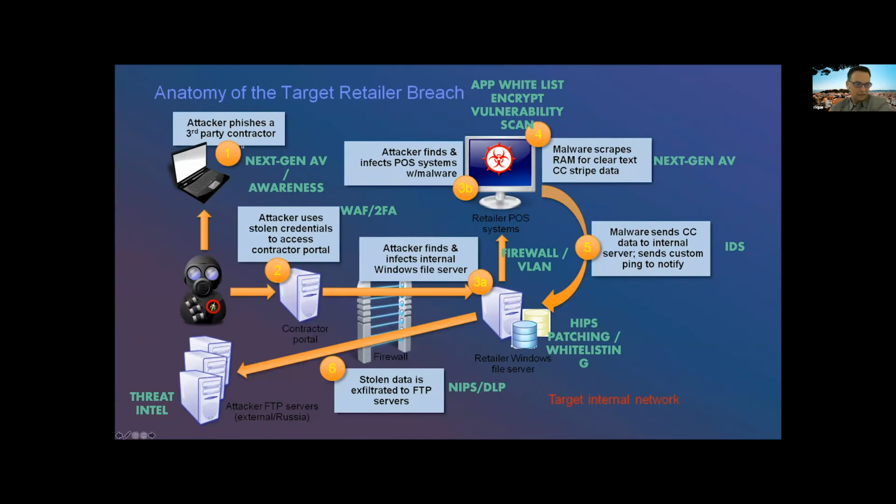The attacker came in and phished the third-party contractor on his or her laptop, and from there they were able to steal the credentials to access the contractor portal of their system, which then let them attack internal file servers. They found the point of sale machines, put some malware on them, and scraped the RAM for clear text credit card, Stripe data.